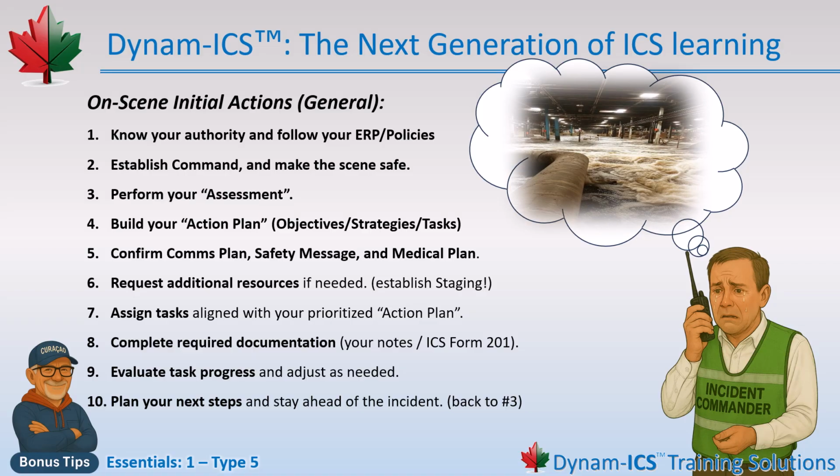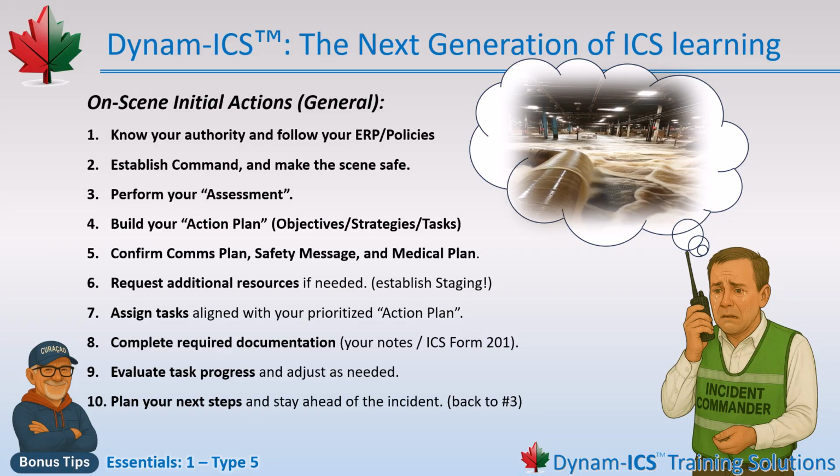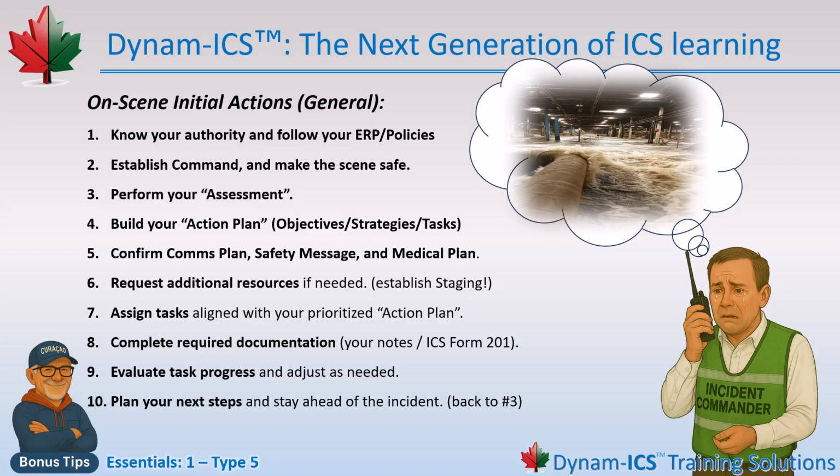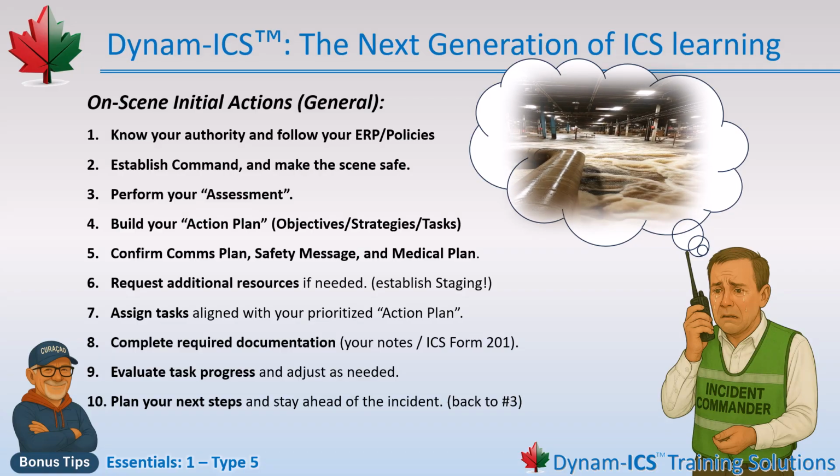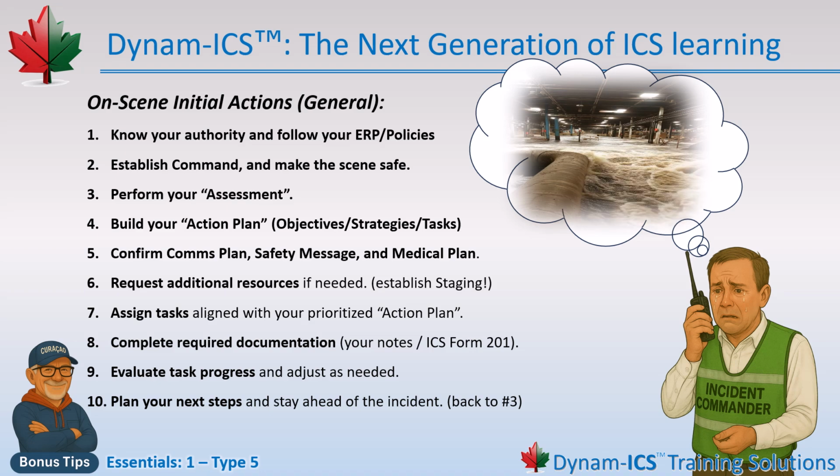Step 5. Confirm your communications, safety, and medical plans. Everyone on scene should know who to talk to, how to stay safe, and what to do if something goes wrong. Step 6. Request additional resources if you need them, and establish a resource staging area early. That's where you keep all the ready but not currently used resources. You can't control what you can't track. Step 7. Assign tasks that line up with your action plan and your team's capabilities. Match the task to the skill. It's how you keep efficiency high and risk low.